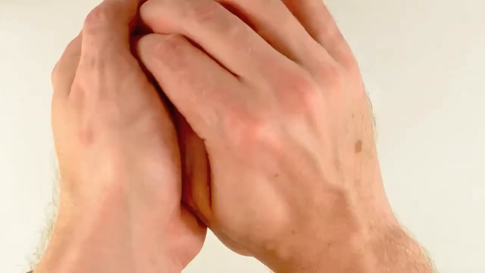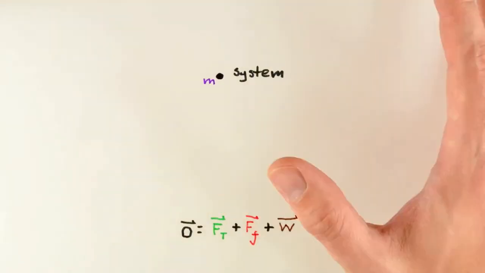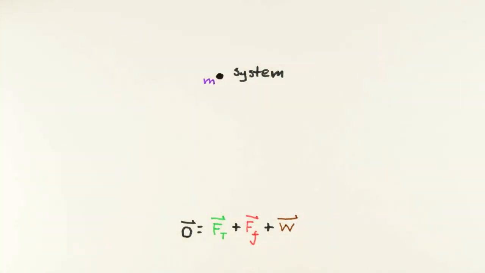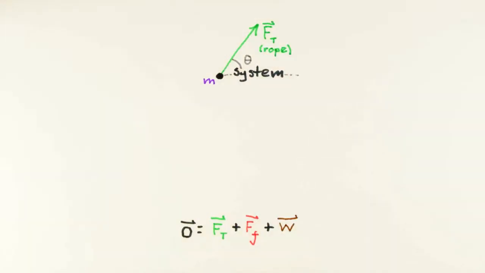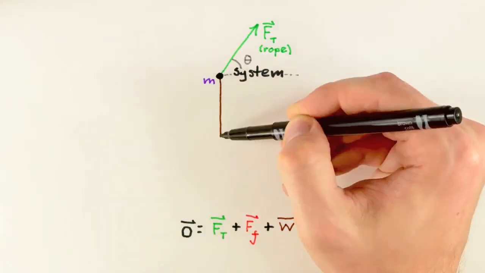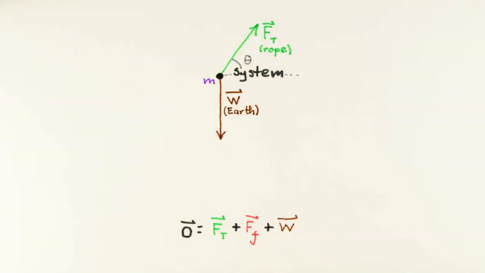Let's use a free body diagram to help us compactly summarize and visualize all this. Starting with the dot to represent our system, the box, we know that we can represent the tension force with an arrow that points along the rope away from the system. Since we know the angle the rope makes with the horizontal, the tension force must also point at the same angle, so we can draw that in. The weight force acts downward, so we can draw that in too.